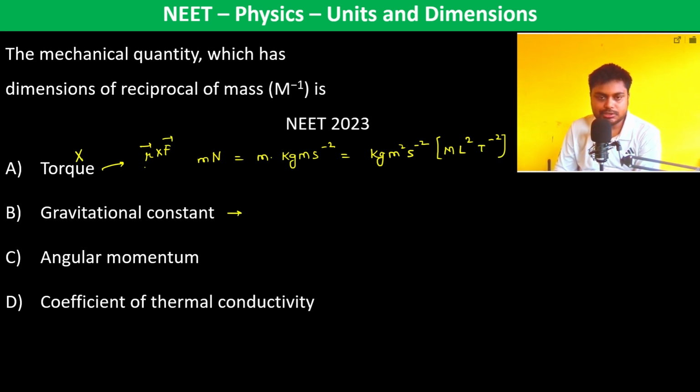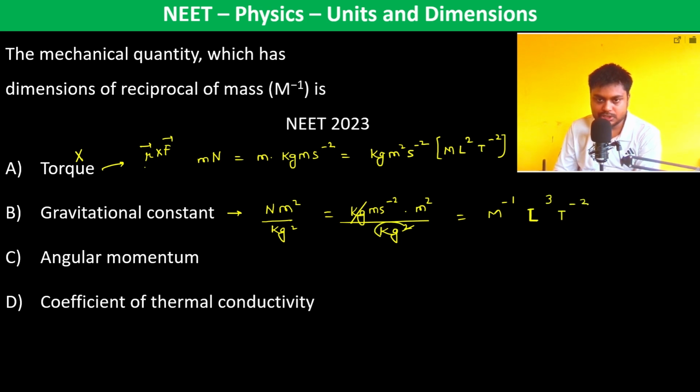For gravitational constant, it is Newton meter square per kg square. So this is again kg m s^-2 m square per kg square. So this is M^-1 L cube T^-2, because kg goes up, so it will become kg to the power minus 1, and kg is mass. Okay, so therefore B is the correct answer.